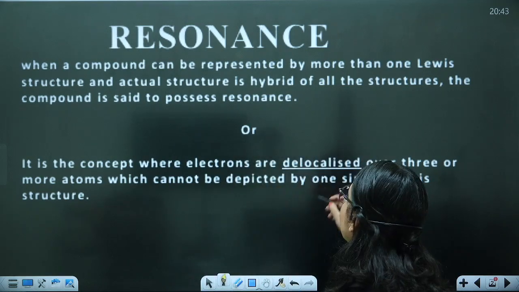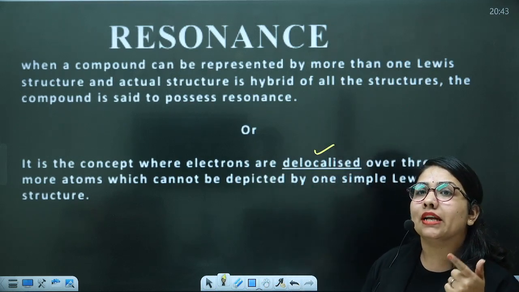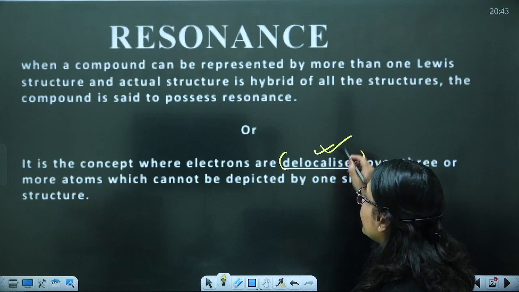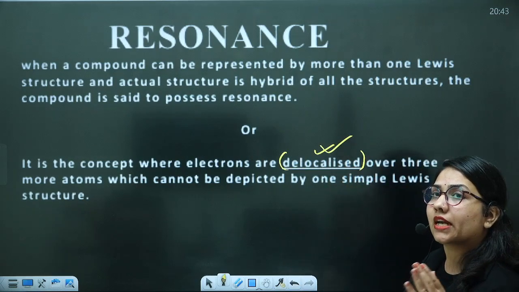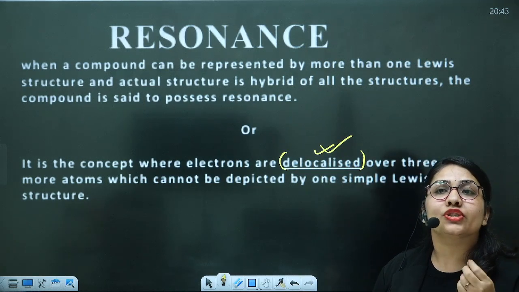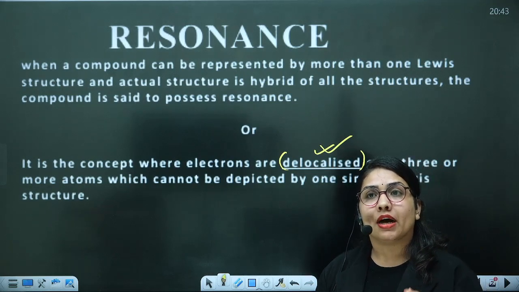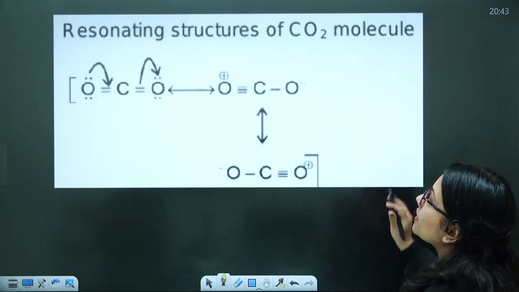We can also give another definition: it is the concept where electrons are delocalized. We will understand this word. Firstly, let's go through the definition. It is the concept where electrons are delocalized over three or more atoms, which cannot be depicted by one simple Lewis structure. So let's come to this structure.